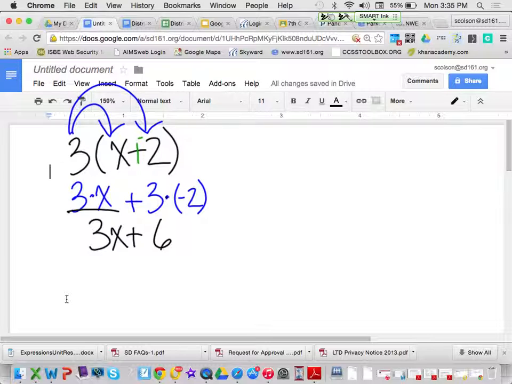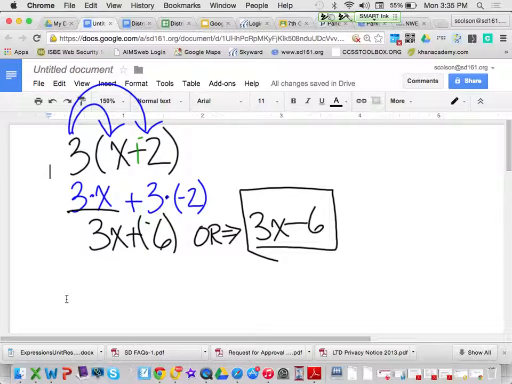Well, if the signs are the same, it's positive. If the signs are different, it's negative. This sign is positive, this sign is negative, so my answer is negative. 3x plus negative 6. Or, if we're really good, we can know that this means 3x minus 6. Are we okay there? Good.